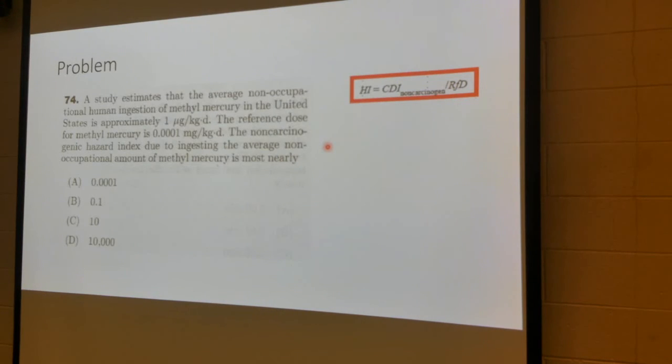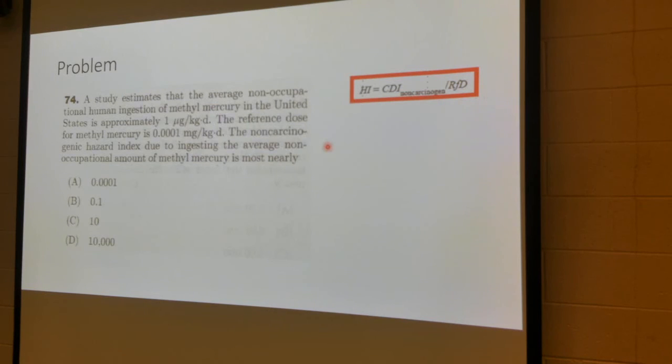So another final problem. In this case, we have a problem of risk that's telling us that the average ingestion of methyl mercury by occupational activity is about 1 microgram per kilogram of body weight per day. And the reference dose is 0.001 milligrams per kilogram a day. The non-carcinogenic hazard index is most nearly which number? For somebody who's never heard about anything like this, they're not going to even know what to search for.